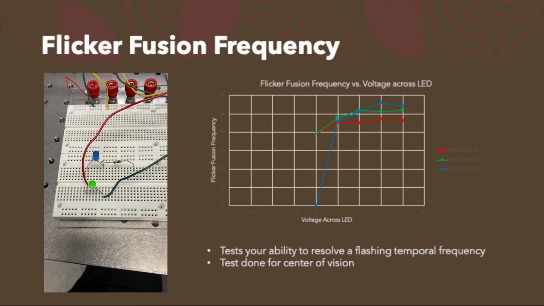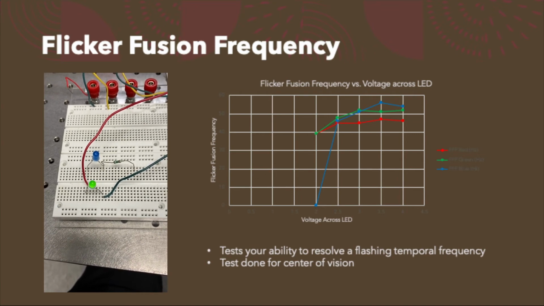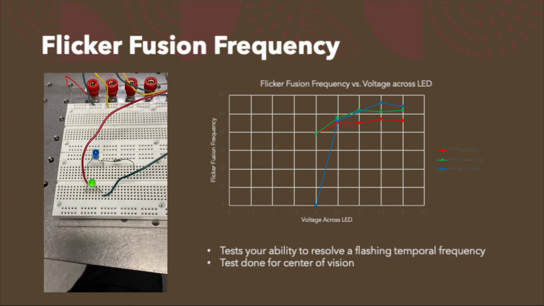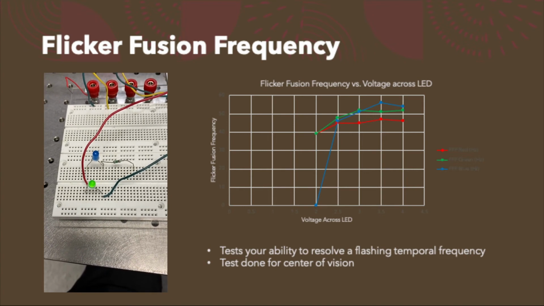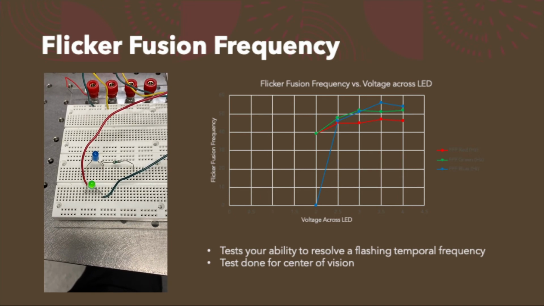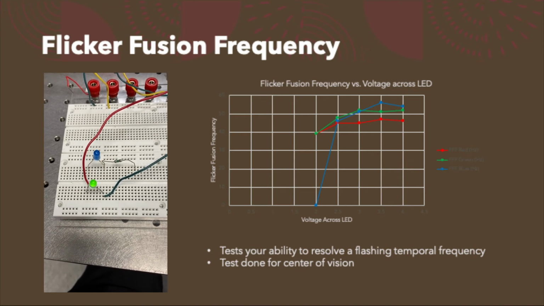Another visual test is flicker fusion frequency. This tests your eye's ability to determine whether something is flashing or not. The faster it flashes, the harder it gets to determine, and then eventually you can't tell the difference at all. The point at which you can't tell the difference between it flashing and being constant light is the flicker fusion frequency of your eye. Turns out there's also a small chromatic dependence on this.